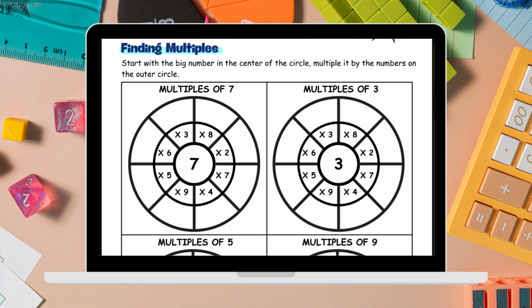Okay, with finding multiples, we're going to start with the big number right in the center of the circle, and we're going to multiply it by the numbers on the outer circle. So very simple. Remember, your multiples is like knowing your multiplication times tables. So if I start here, I'm going to start with my big number 7, 7 times 2, and then I'm going to write my answer on the outer circle, it's 14. Okay, 7 times 7 we know is 49.